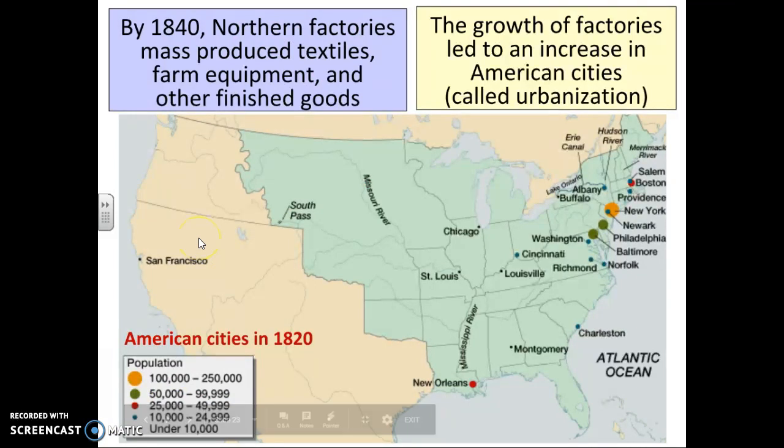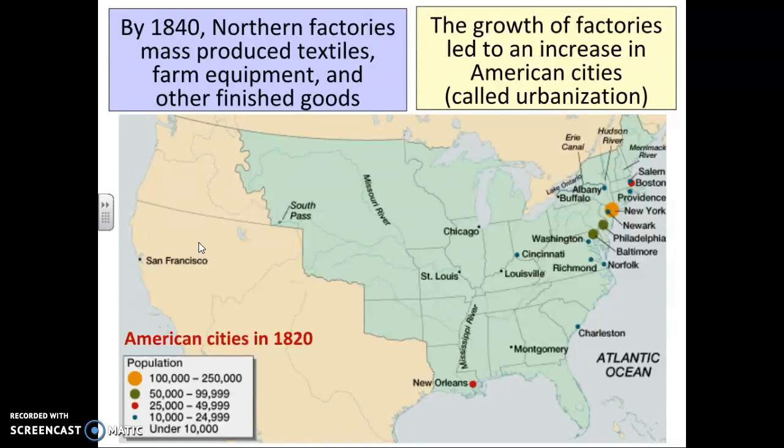So with the new factory systems, it's going to change the way that the North's economy works again. They're going to start creating finished goods that can be used for farming equipment, textiles, etc. And it's going to lead to an increase in urbanization, where large cities are going to be all up and down the East Coast, especially in the New England states.